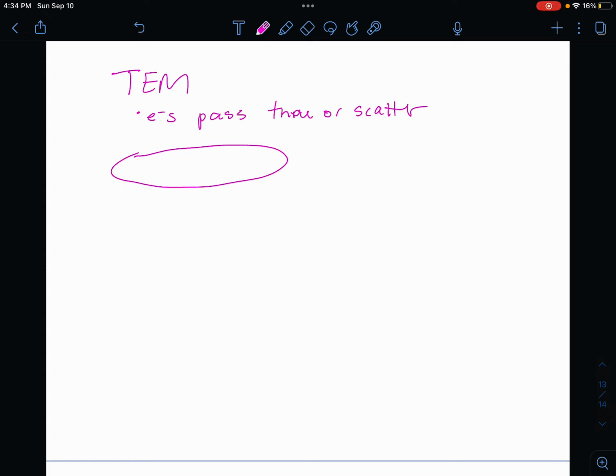Alright, we have two types. We have the TEM, also known as the transmission electron microscope. So the beam of electrons will pass through or scatter. So we're just going to write that out. And this again depends on the density of the region.